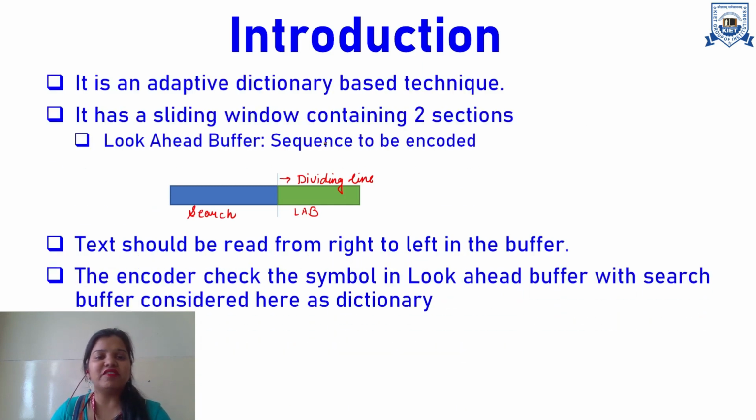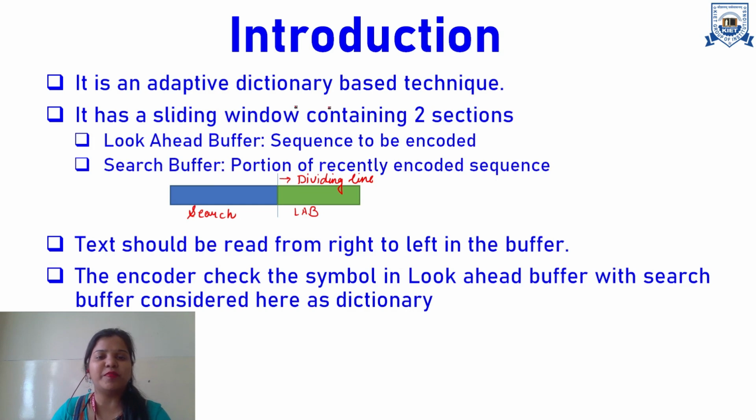So LZ77 is also known as an adaptive dictionary based technique. So here we will have a dictionary, and using that dictionary we will encode our message. So we will have some encoded message, and using that we will encode the new upcoming message. As I told you, it is known as sliding window.